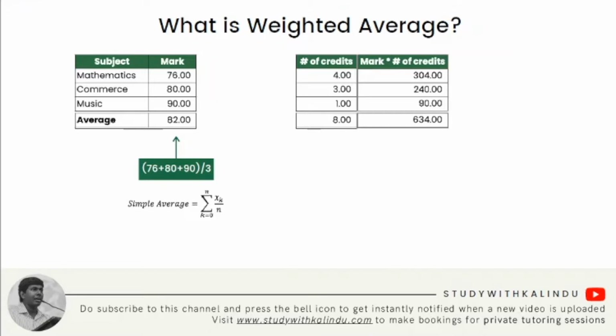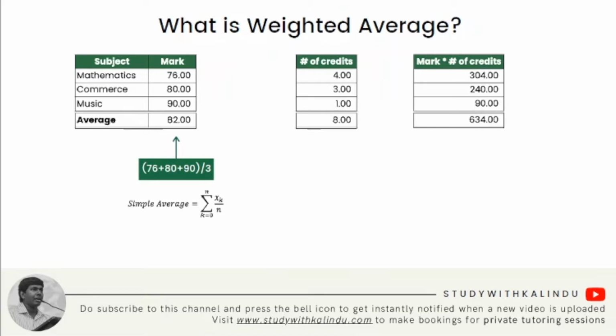We can generalize this using a formula, sigma k goes from 1 to n, xk divided by n. Xk is the addition of all the marks and n is, in this case, the number of subjects. Now let's assume that each of these subjects have been given a credit attached to it. A credit tells how important the subject is. So for mathematics, this school has given a credit of 4 units or 4 credits. Commerce has been given 3 credits, and music has been given 1 credit.